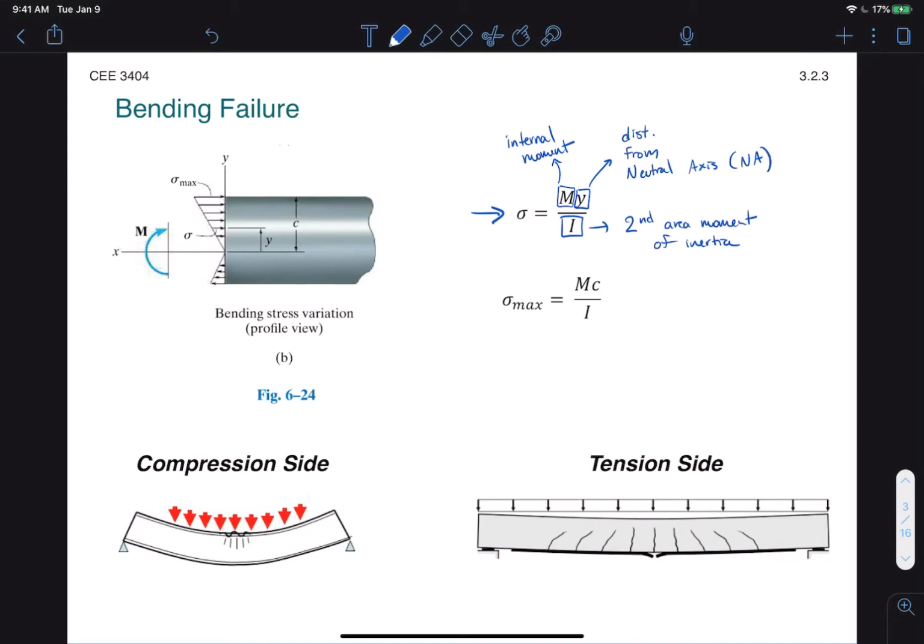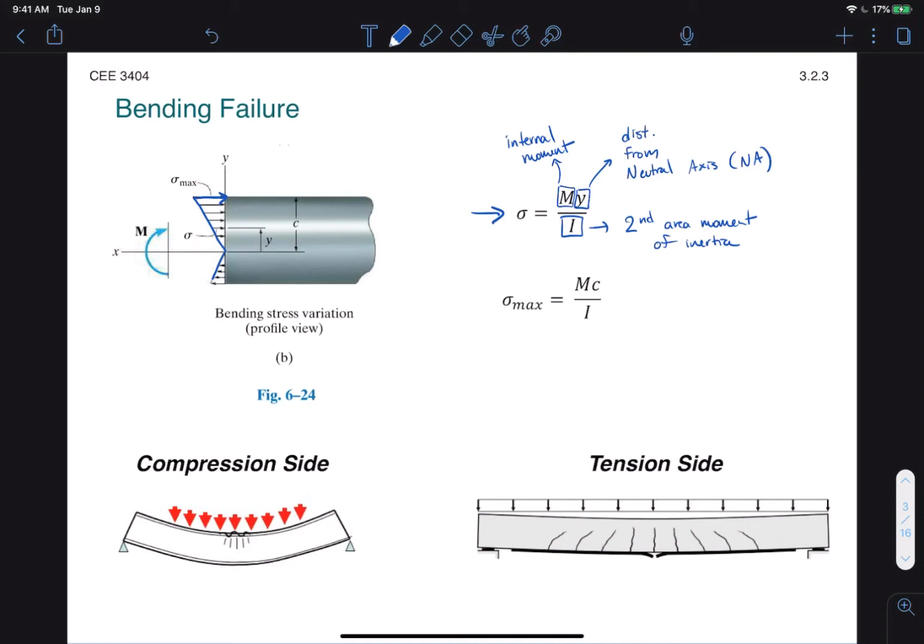This relationship creates a linear stress distribution in the cross-section of the material, as you can see from the figure. So stress increases linearly with distance from the neutral axis. So the maximum stresses will always be experienced at the edges of the cross-section. And so that's where the material or the beam will tend to fail.